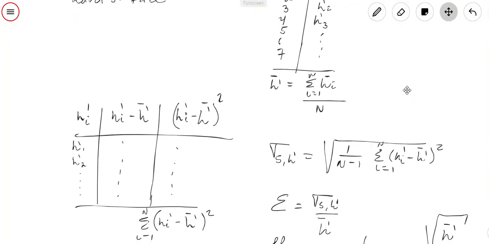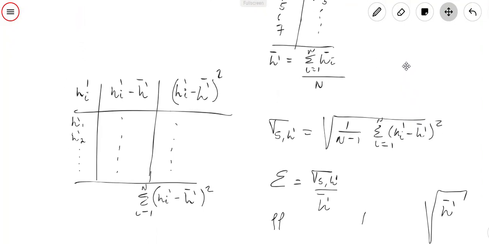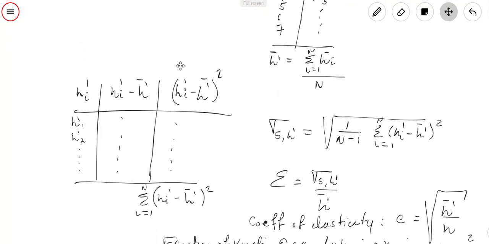Now, once you know the mean of H prime, you must find the standard deviation. How do you find the standard deviation? You have your 7 values of H prime, values 1 to 7. You subtract to find the deviation, each of these values minus the mean of H prime, and then you find the square of the deviations, right? That would be the square of H prime minus H mean.